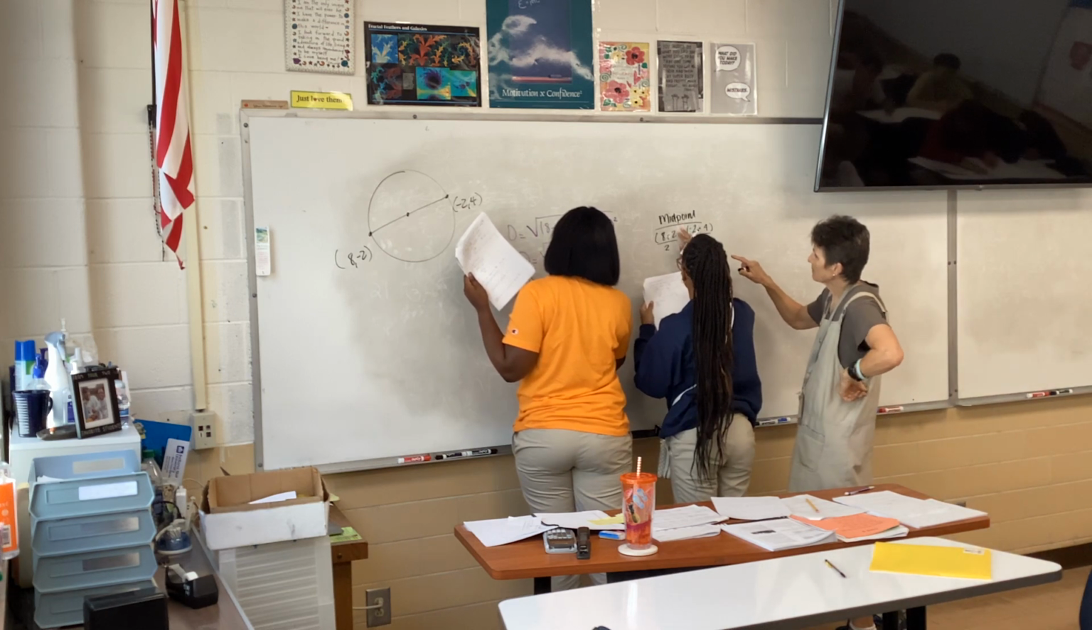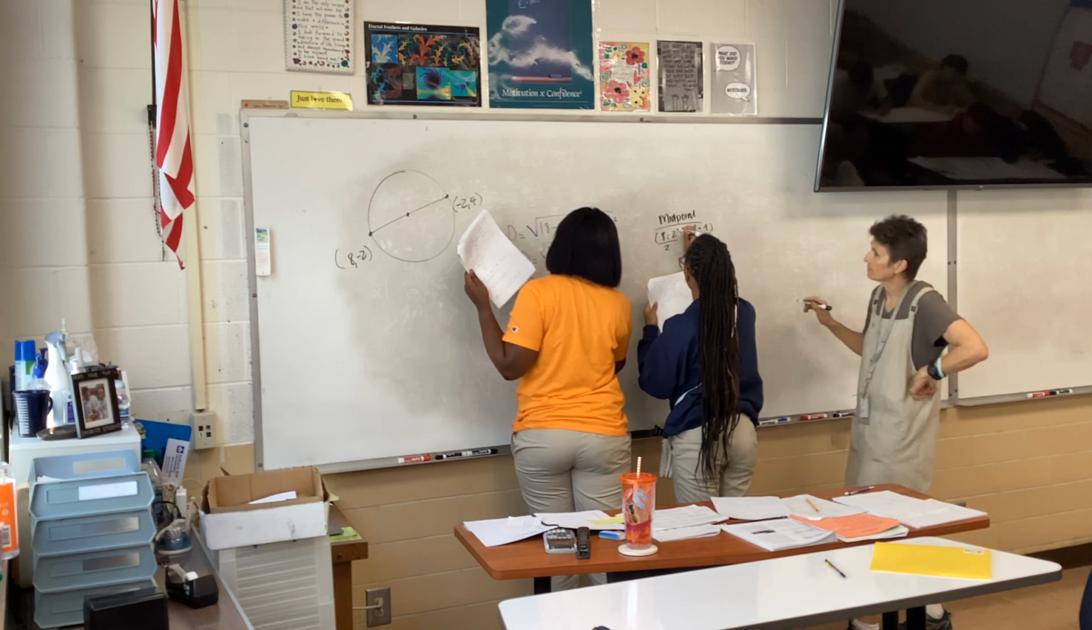Midpoint, we add them and divide by 2. Yeah, there's no squaring, we add them and divide by 2.